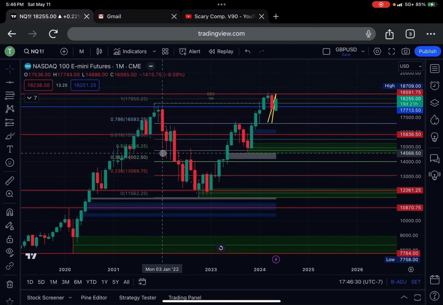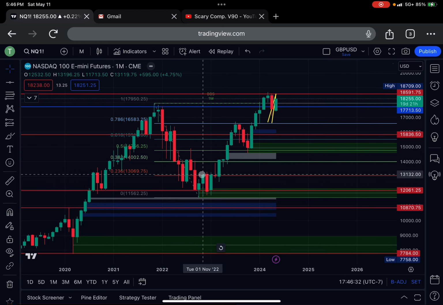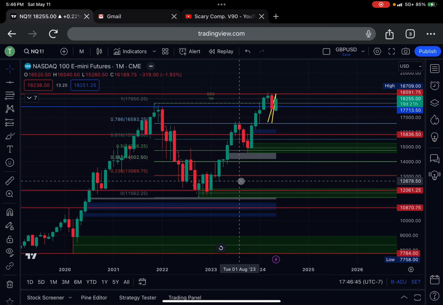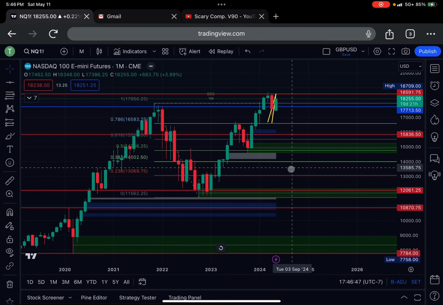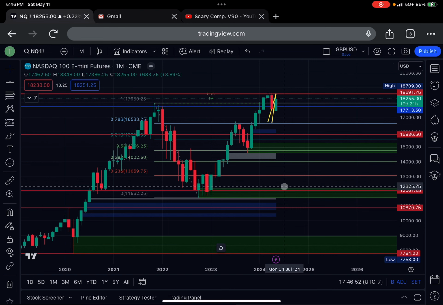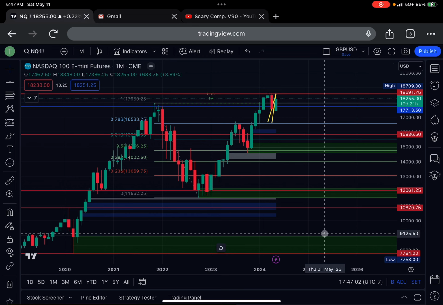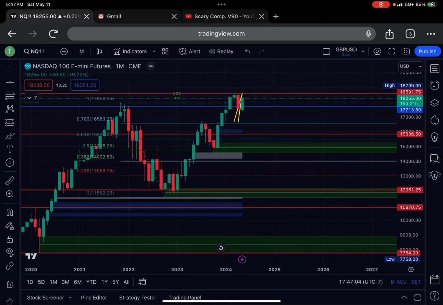I mean, this is 2022, and 2023. And then we just got a huge rally way up from this point right here, when everything started shooting way up to these all-time highs. So we could possibly go up higher. Good possibility. We have a high of 18,709, and of course a low extremity of 7,758. But for price to get there is really unlikely.